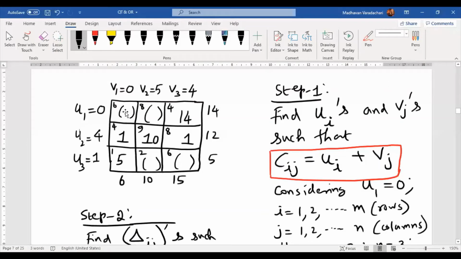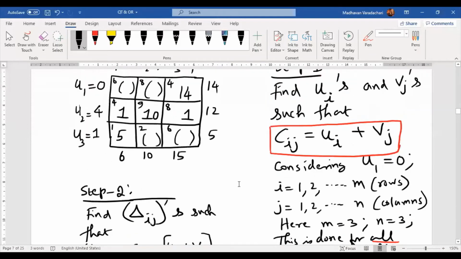Where is it located? It is located in the first row, first column, so I will say delta 1,1. The first one represents the row, the second one represents the column. This delta is located in the third row, third column, so it is delta 3,3. This one is in the third row, second column, so it is delta 3,2. Are you clear? Wherever it is located, the first number indicates, see, even in Ij, I indicates which row, J indicates which column. That's all.